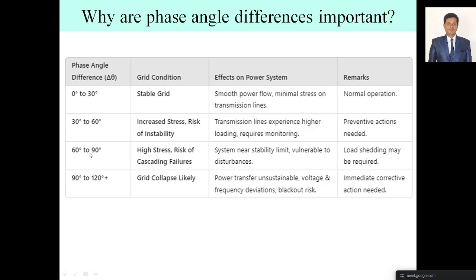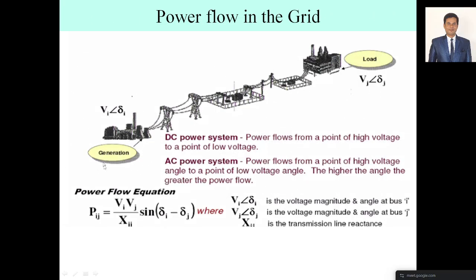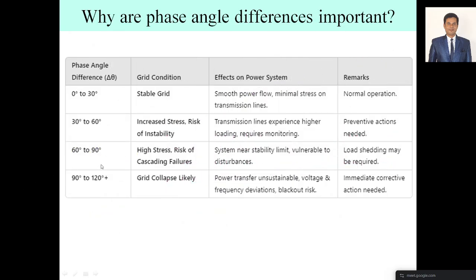For example, the phase angle, right? This phase angle and this delta angle should be monitored always. If the phase angle difference comes to around 60 to 90 degrees, there is high stress, the more the phase angle increases.